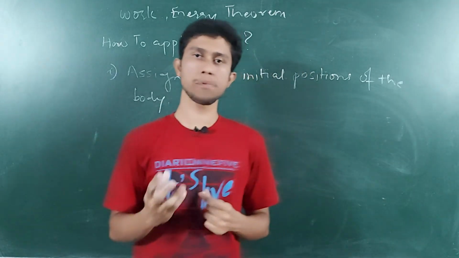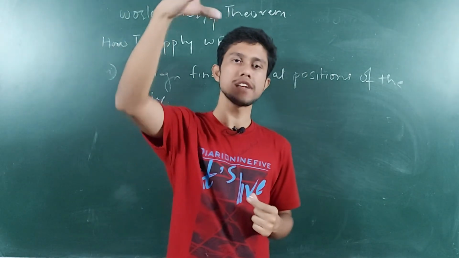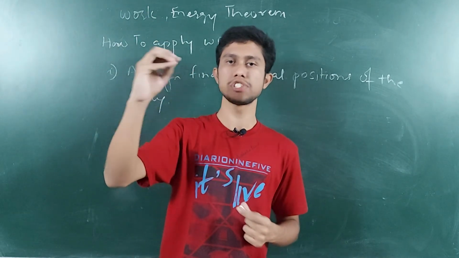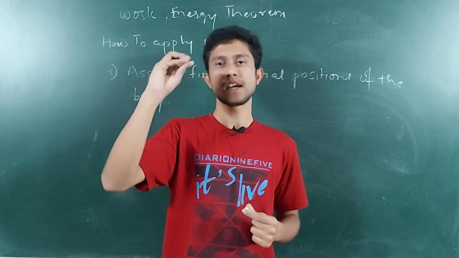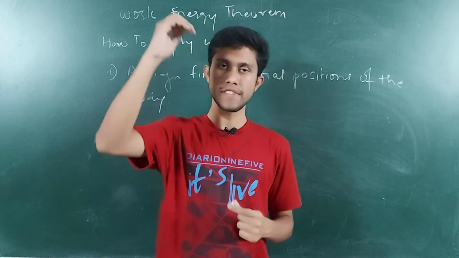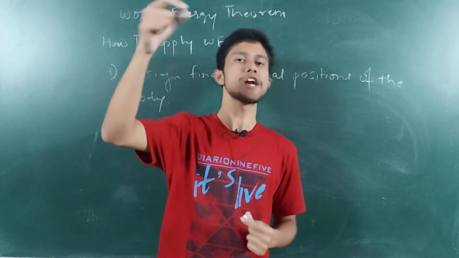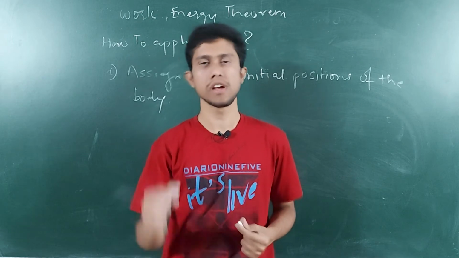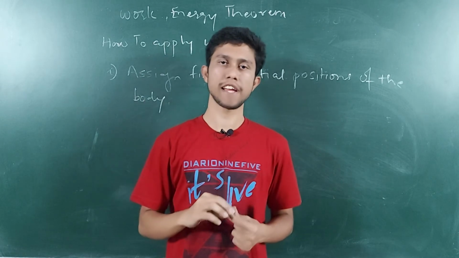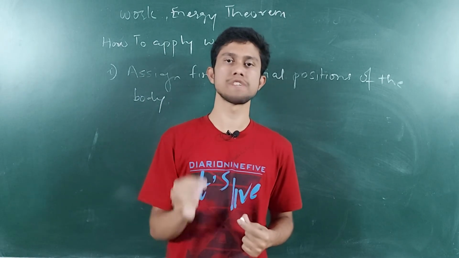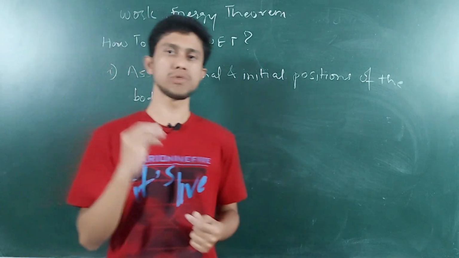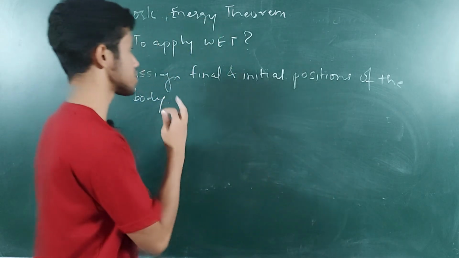What does it mean? Suppose I am releasing a ball from some height. The height from which I am releasing the ball will be the initial position, and the last position of the ball will be the ground, because it is going to touch the ground. So in this journey of the ball, from the point where I am releasing it to the ground, I'll assign the initial position as the point from where I am releasing the ball, and the final position will be the position where the ball touches the ground. So this is how we assign final and initial positions to the object. This is step number 1.